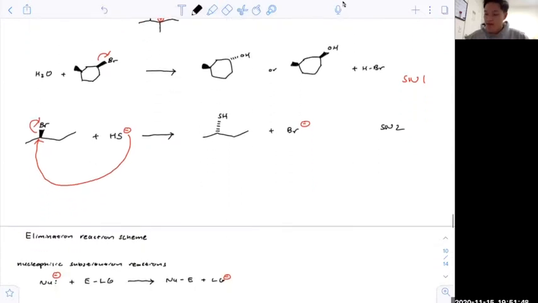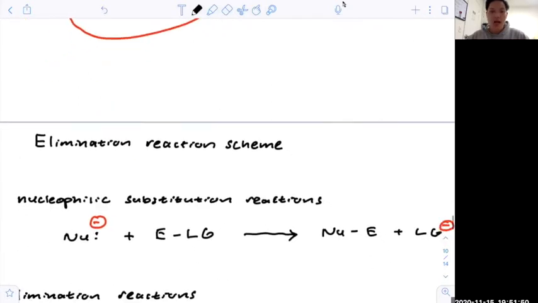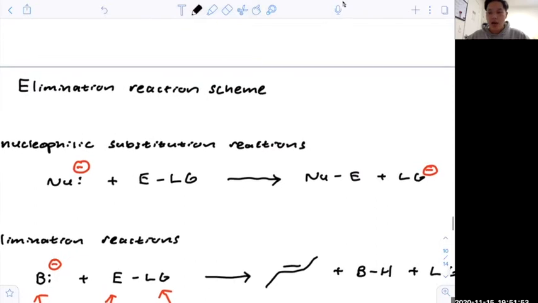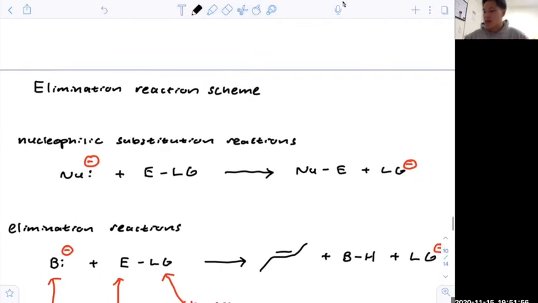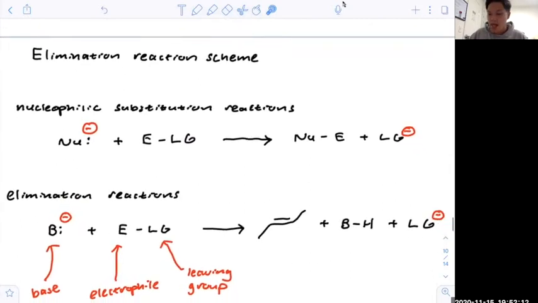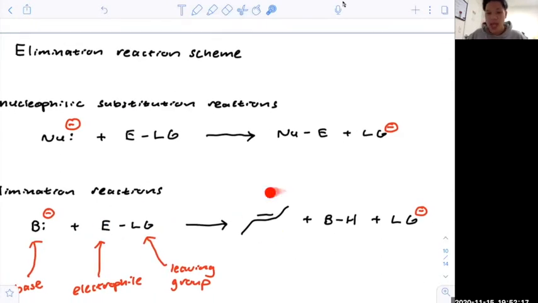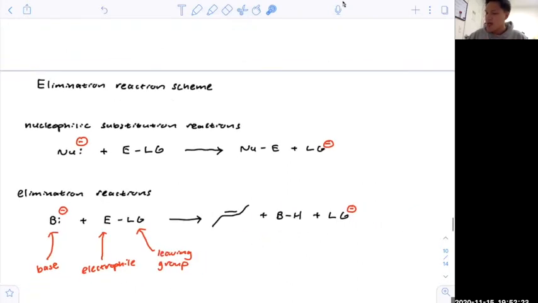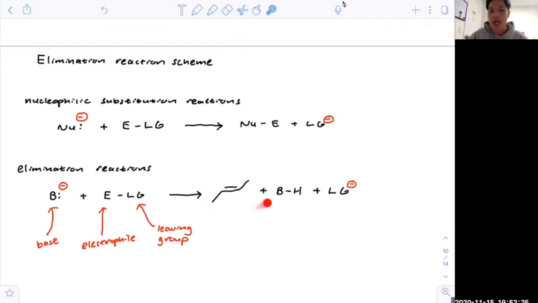But before we go to elimination reactions, I just want you to see the subtle differences between a nucleophilic substitution and an elimination. In nucleophilic substitution, we have Nu, which is our nucleophile, an electrophile with a leaving group, forming this bond here, substituting the leaving group for the nucleophile. But look at what we have in an elimination reaction. We have a B, which is a base, but we also have an electrophile and a leaving group, but we form this double-bonded alkane chain, which is known as an alkene, right? So in an elimination reaction, we form an alkene, okay?